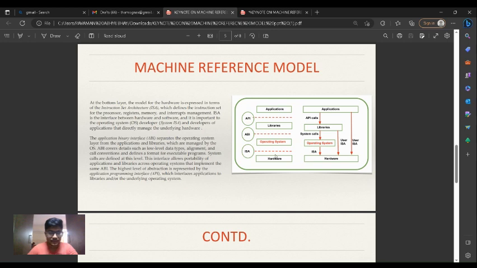So next, coming to the high level of abstraction, it is represented by the application programming interface (API), which interfaces the application to the libraries and the underlying operating system.